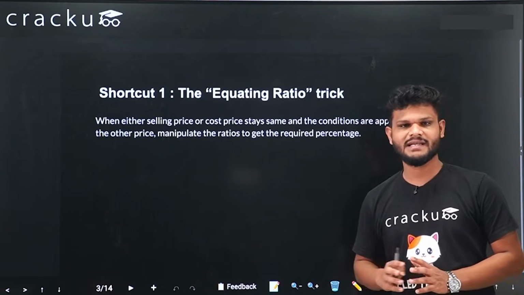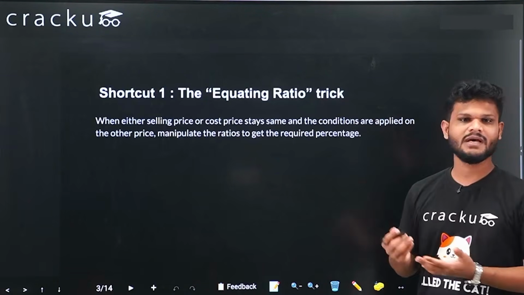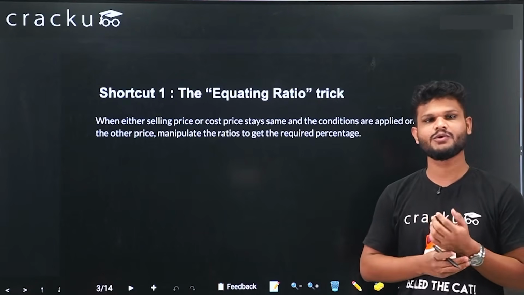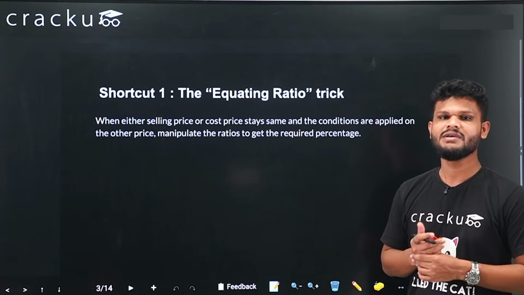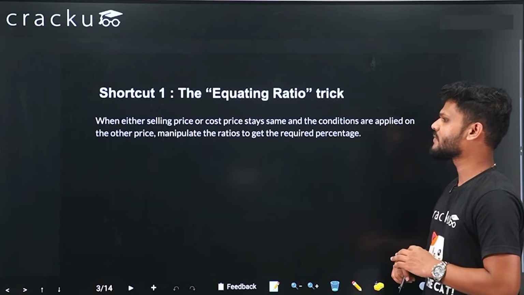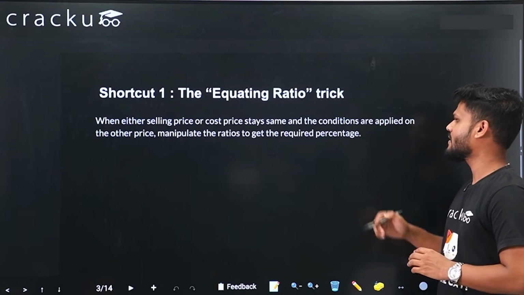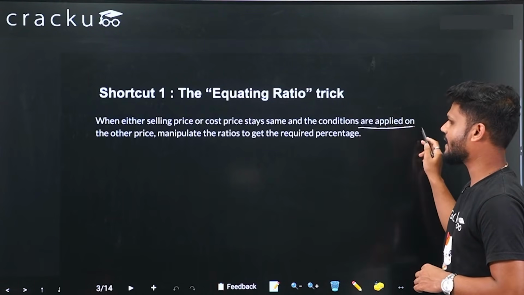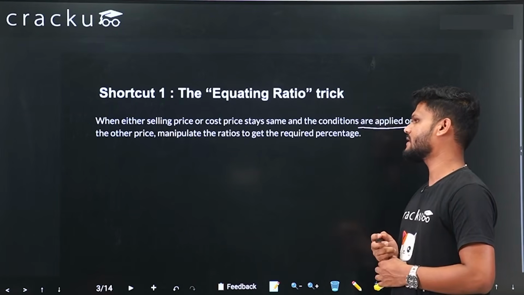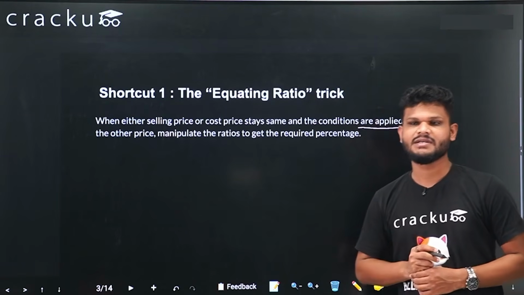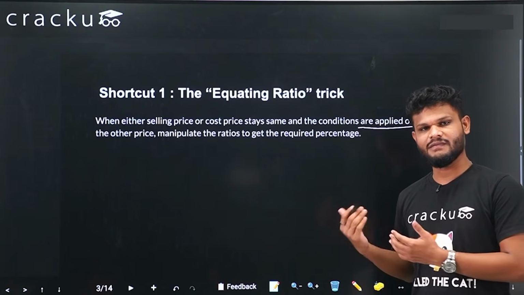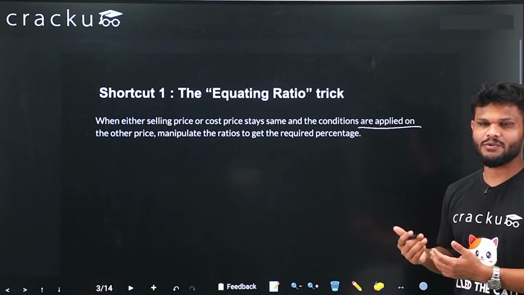Our first trick is equating ratio. Here also you have to work with ratios only. You don't have to write the big equations. It says when either selling price or cost price stays the same and the conditions are applied on the other price, manipulate the ratios to get the required percentage. What does it exactly mean? We will go to the example and learn about it.